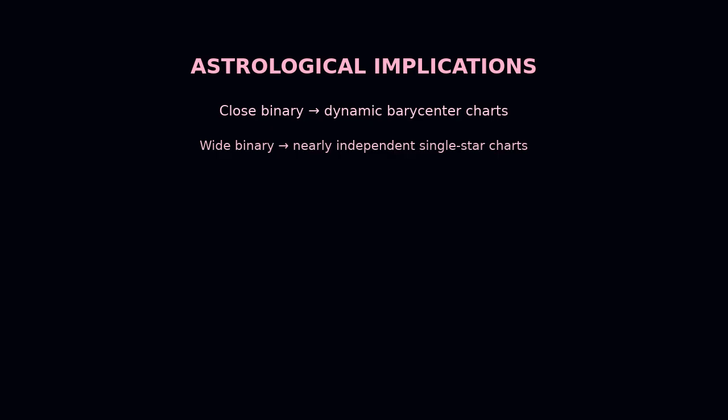Close binaries demand charts calculated from the barycenter with strong dual influences. Wide binaries like Zeta Reticuli allow more classical single-star techniques applied separately to each component. The stars teach us scale. From 41-day orbits to 170,000-year orbits, the universe offers every possible configuration for life and for consciousness.